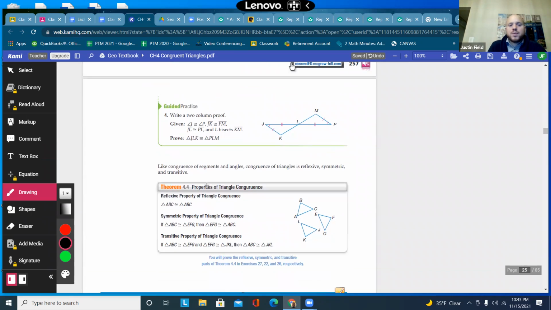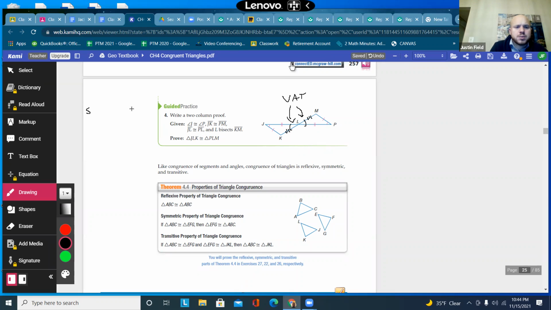Okay, so now I'm going to write my own 2-column proof, but not before marking it up a little bit. I see some vertical angles, right? Everyone see the VAT happening right there. And then JL and PL, that's marked. Oh, and L is bisecting KM. So we're going to be able to say definition of a bisector for KL being congruent to ML.